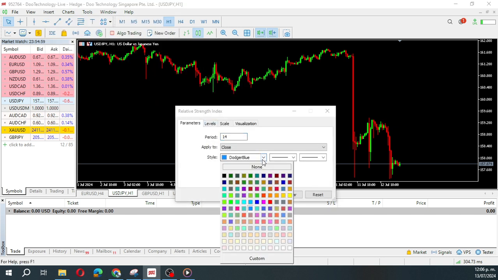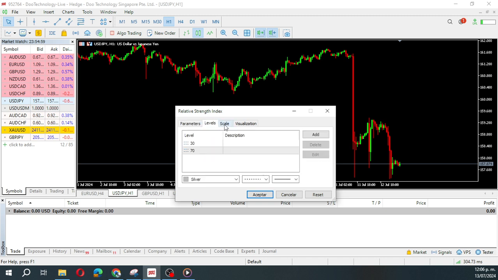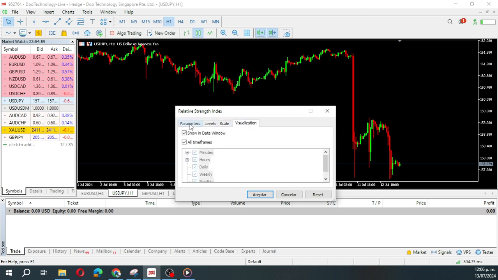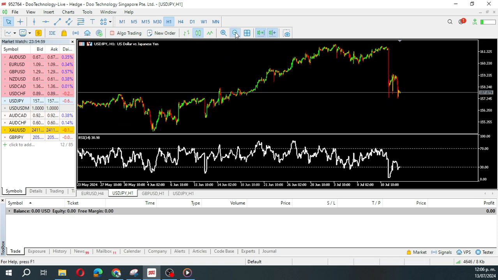So okay, I make it white with a bigger line, level, scale, right? Visualization. Well, everything is okay. So this is the RSI indicator, right? And what is going on with this indicator? This indicator is showing to us when the price is overbought or oversold, right?